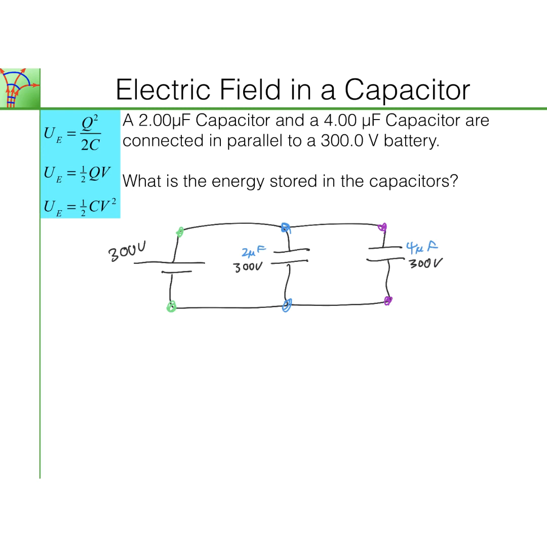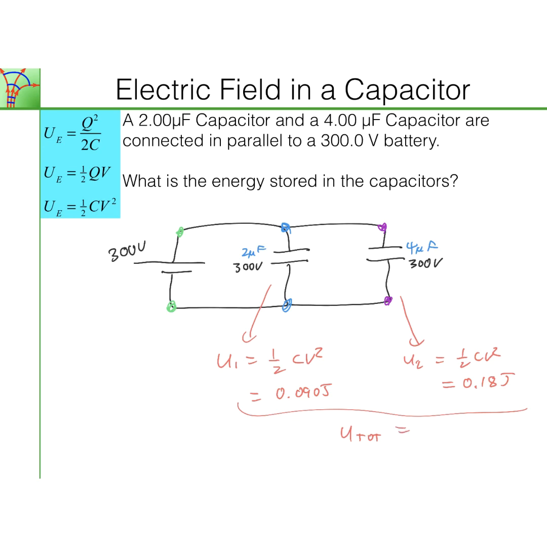And so now I can find the energy stored in each case. So for this case here, I can get the total energy stored in capacitor 1. It's going to be 1/2 CV squared, and I plug in all the numbers, I get 0.090 joules. When I do it for this one, same thing, right? 1/2 CV squared, that is 0.18 joules. So the total energy between both of them, if I add them together, is going to be 0.27 joules. That's how much energy is stored between those 2 capacitors together.